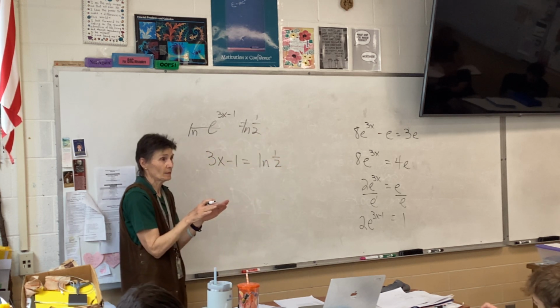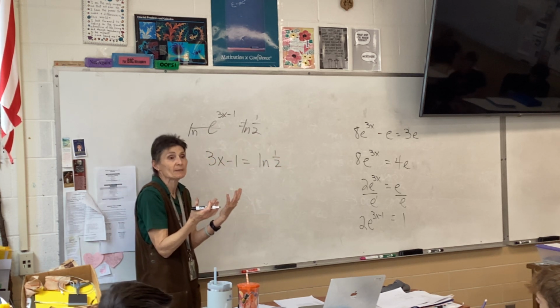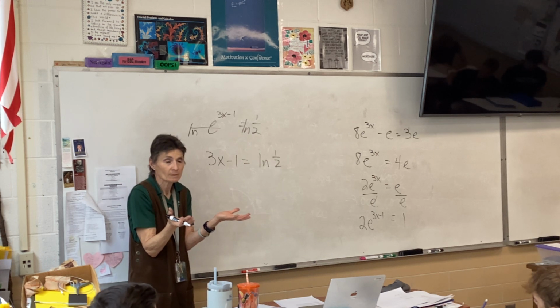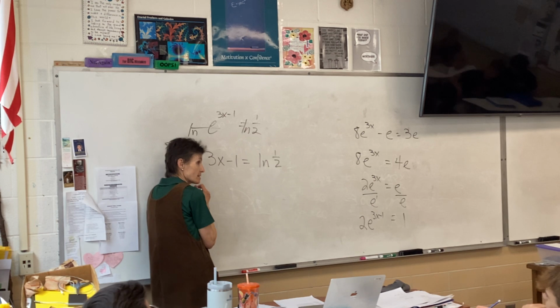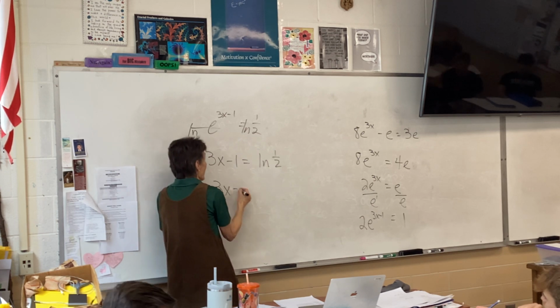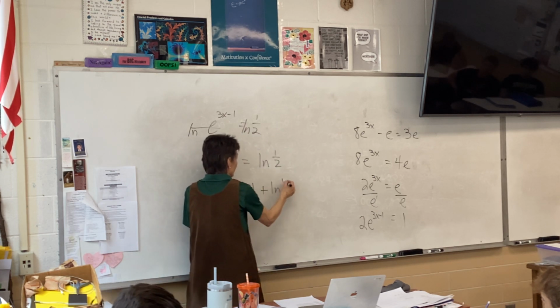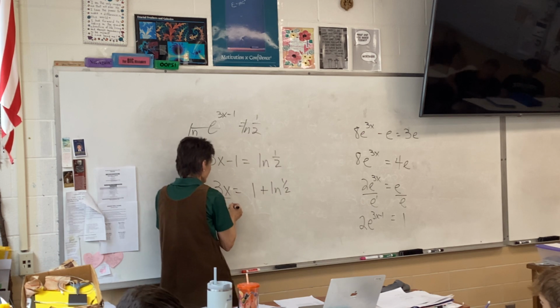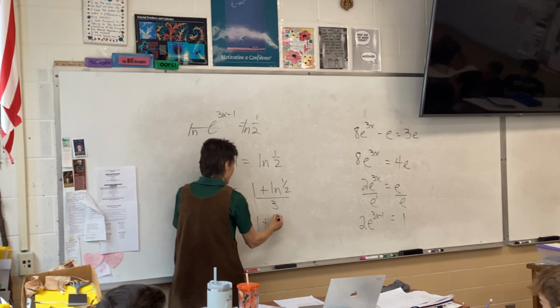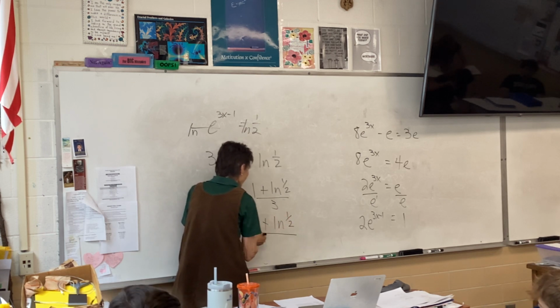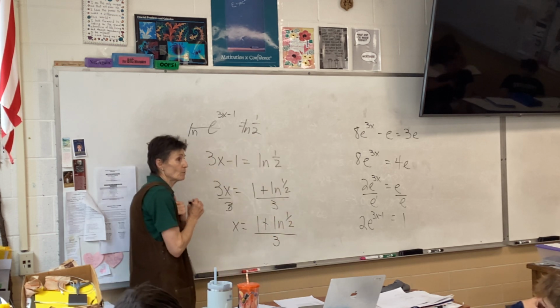Now it's no calculator, so I can't do anything except ln 1/2, right? But I'm solving for x, so I'll just add 1 and divide by 3. So x equals 1 plus ln 1/2 over 3.